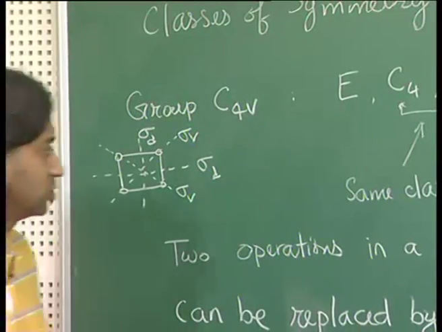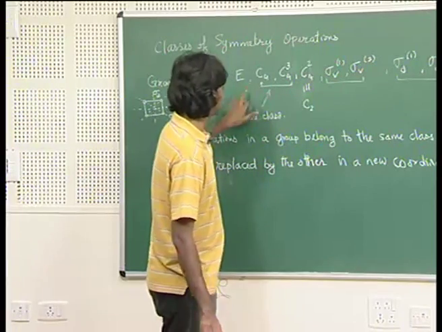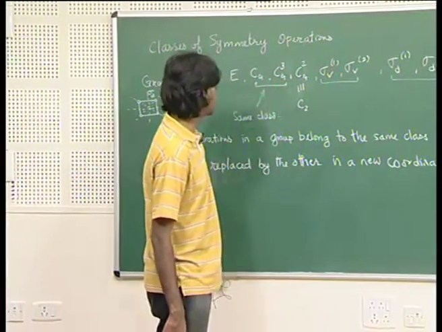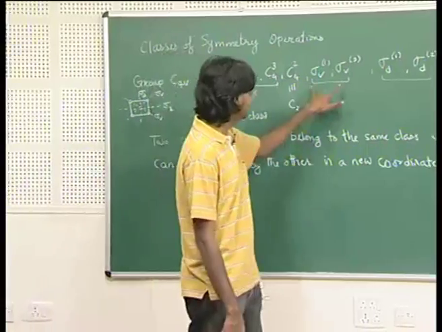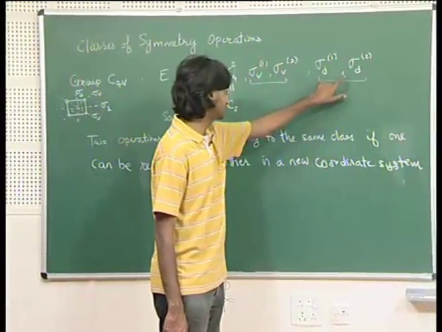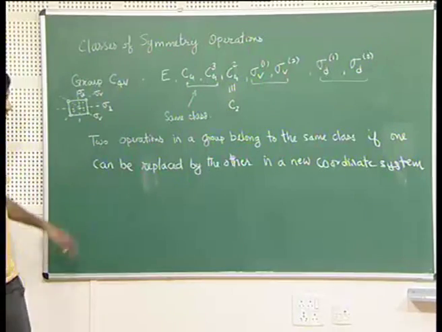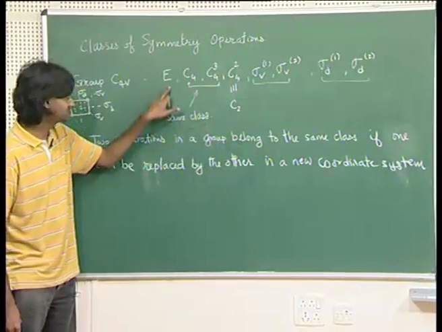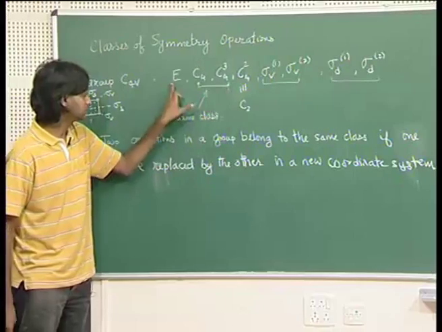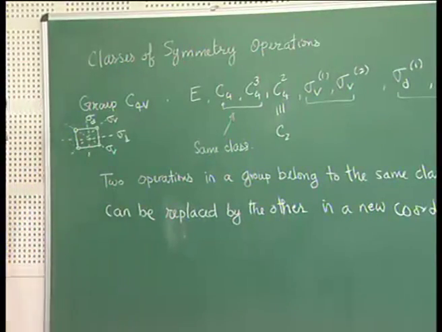Now, if you work out the group multiplication table, you can show that C4 and C4(3) are in the same class. Sigma v1 and sigma v2, or sigma d1 and sigma d2, are also in the same class. C2 is in a separate class, E is always in a class of its own. So, these are the various classes.